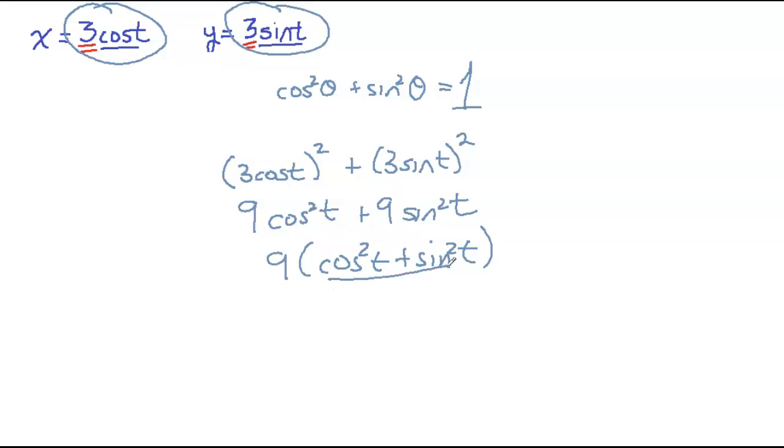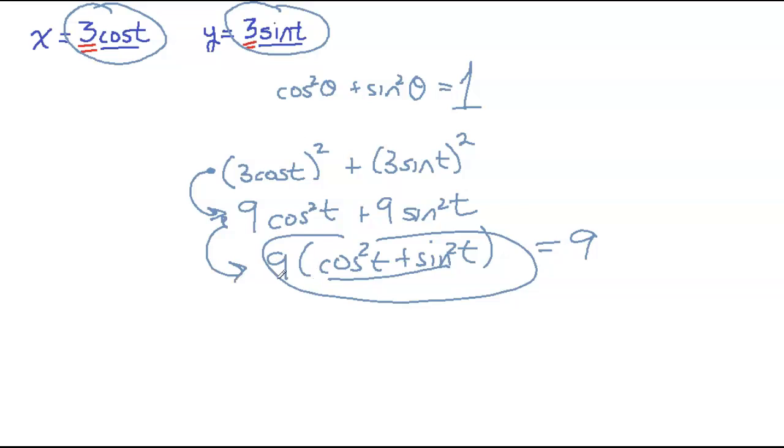And we know that this equals 1. So that means that this whole thing equals 9. So if this guy equals this guy, and this guy equals this guy, and that equals 9, really what I know is this whole thing equals 9.